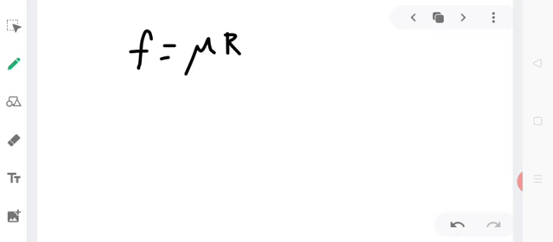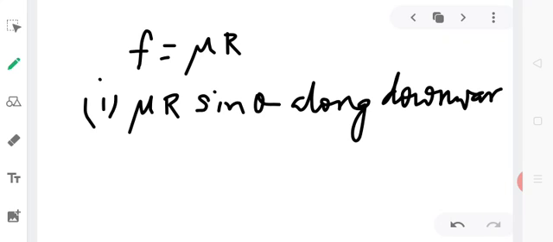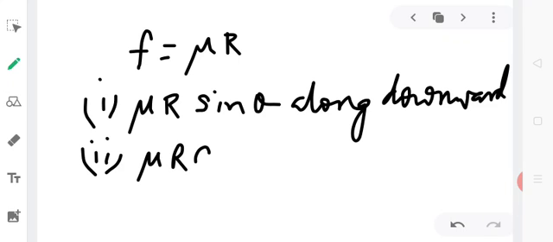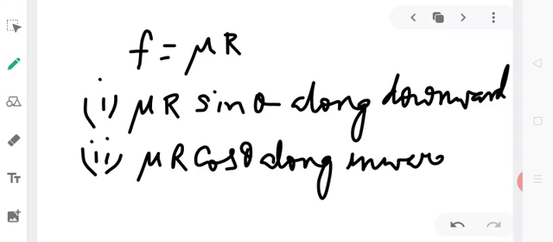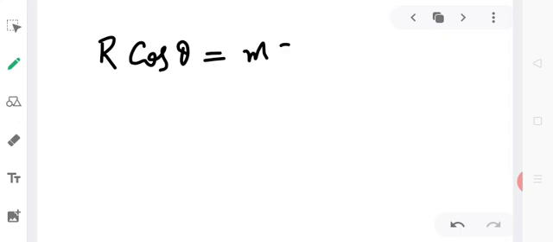The force of friction can be resolved into two components. We can write down, number 1, mu R sin theta along the downward direction, and mu R cos theta along the inward direction. Now there is no motion along the vertical direction, so we can write down R cos theta to be equal to mg plus mu R sin theta.